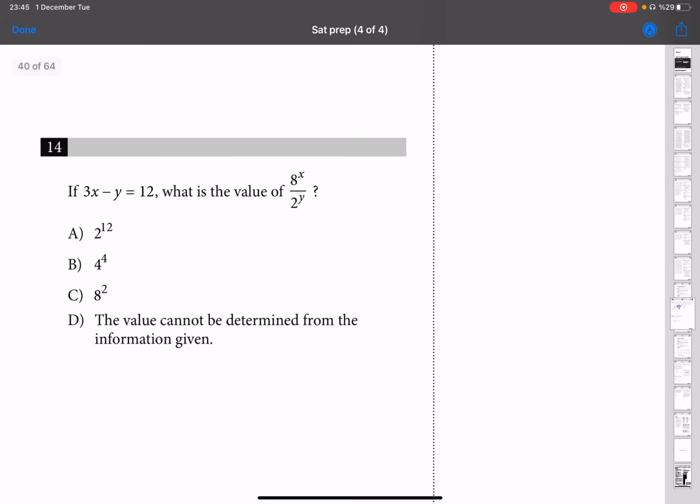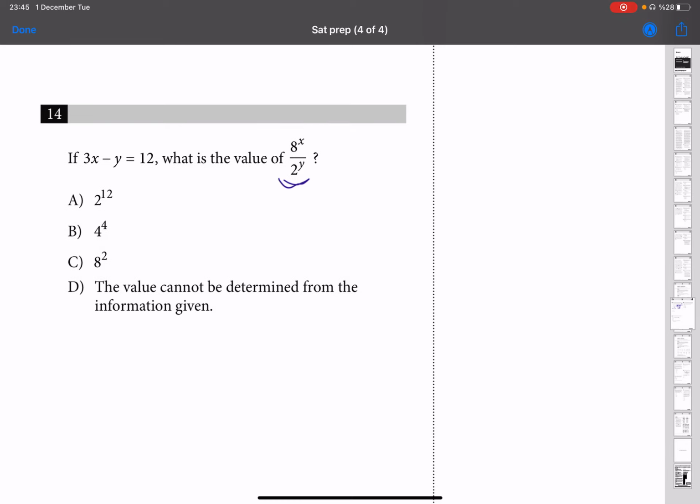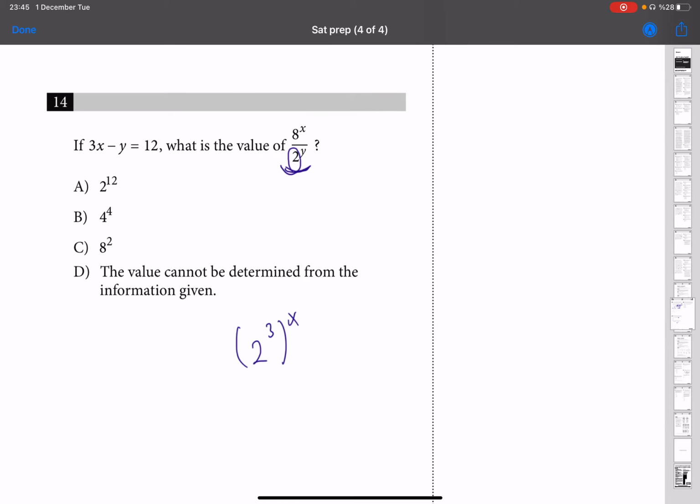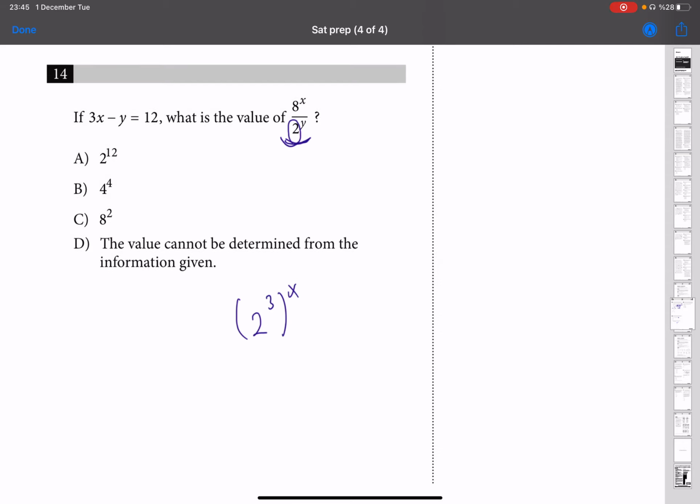Next question. If 3x minus y equals 12, what is the value of 8 to the x divided by 2 to the y? So let's play with this at the beginning. I can write 8 as 2 to the 3, to the x. Why did I do that? Because in the denominator there is a term with 2 to the something. So if they could be similar, that would help me to reduce the equation to a simpler form.